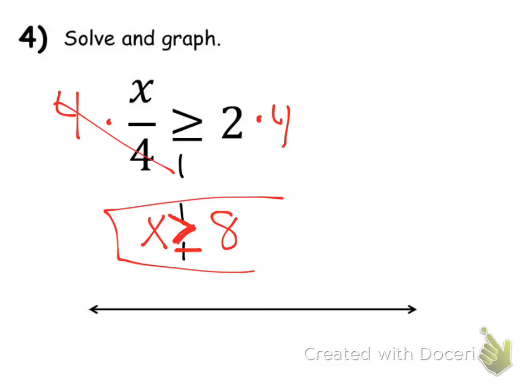8. Very good. So I have my 0, 1, 2, 3, 4, 5, 6, 7, 8. Do I want to fill in my circle or leave it open? Fill it in, good. And then greater than, we're going to shade off to the right. Those are where numbers are bigger, like 9, 10, 11, 12. Questions?